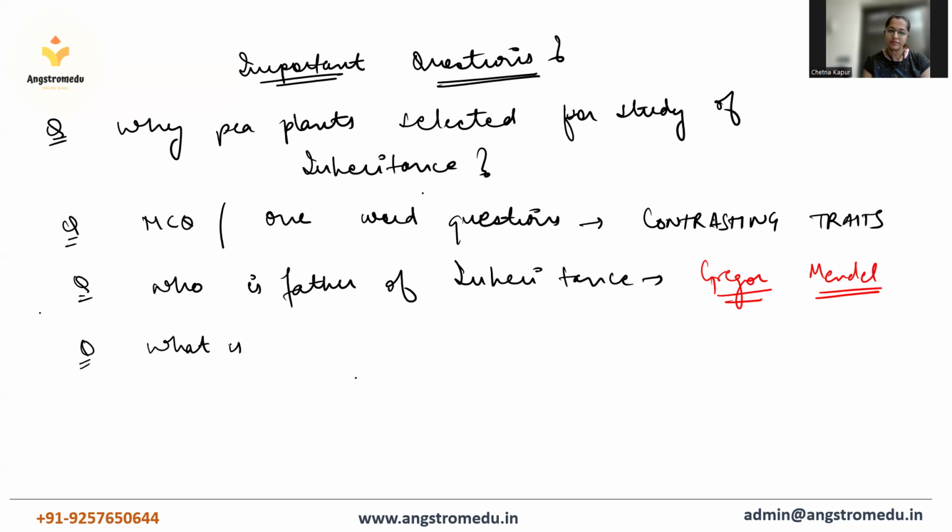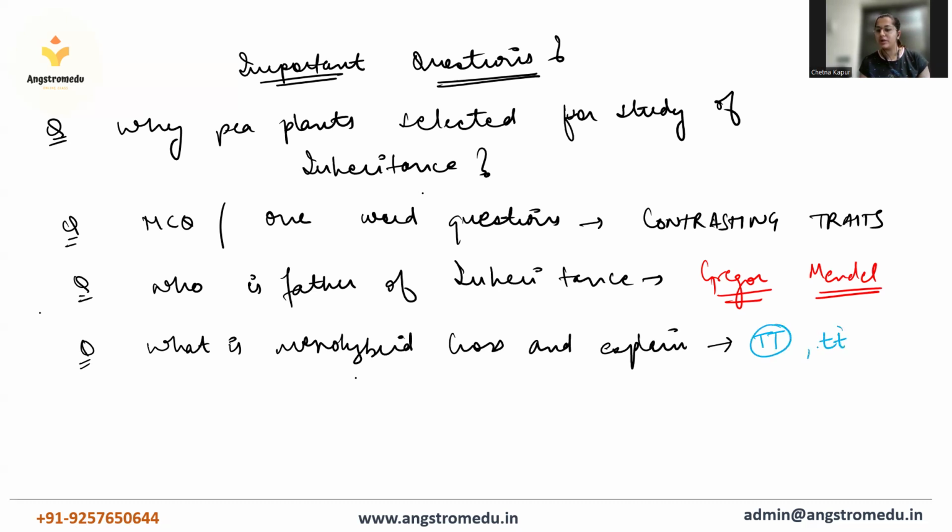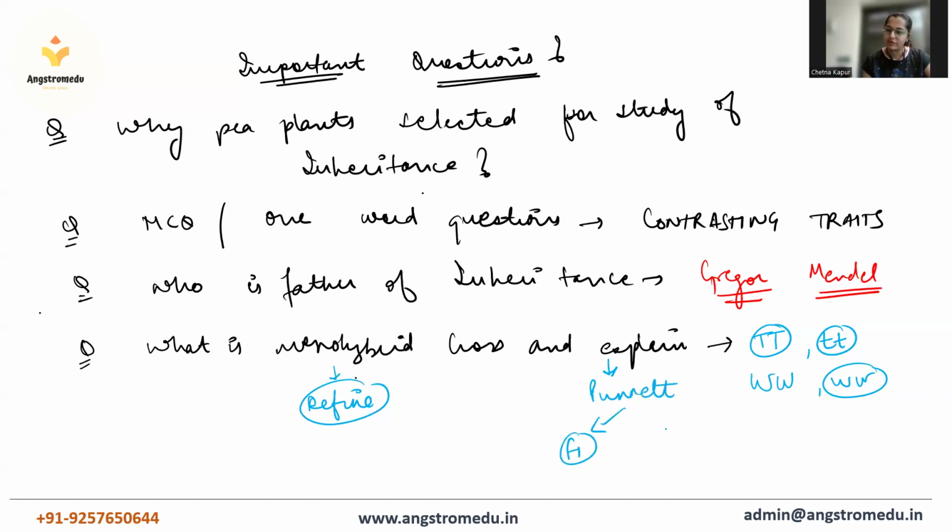what is a monohybrid cross? You just need to define it. What is a monohybrid cross, first of all, and explain. If it is a 3 marks question, you just need to define what a monohybrid cross is, and then explain with the help of capital T, small t, or you can take the violet and white flowers, capital W and small w. How will you attempt this question? You will define the monohybrid cross first of all. Second, you will make the Punnett square and make the F1 generation, and then the F2 generation.